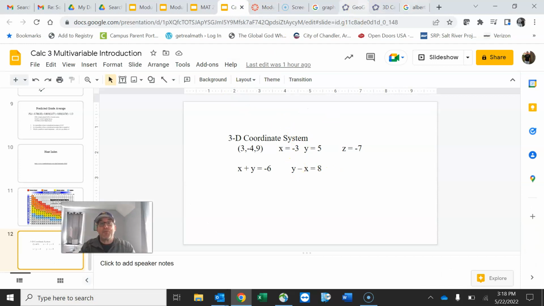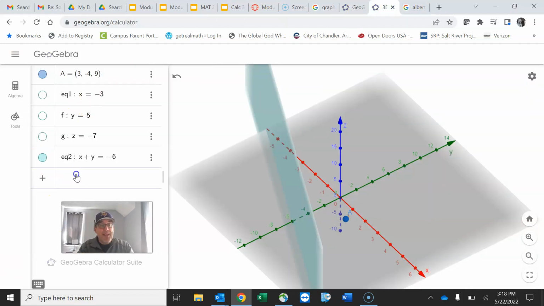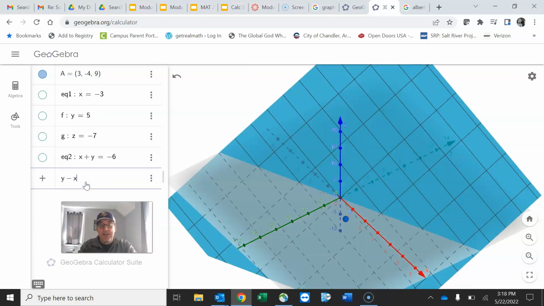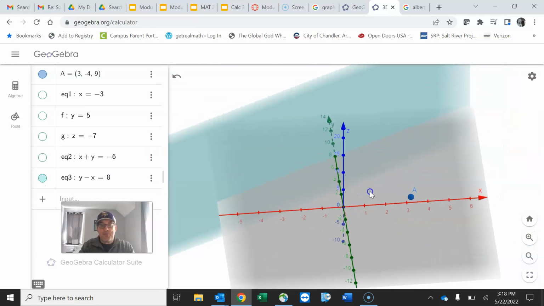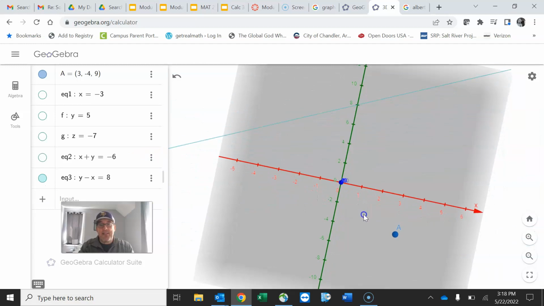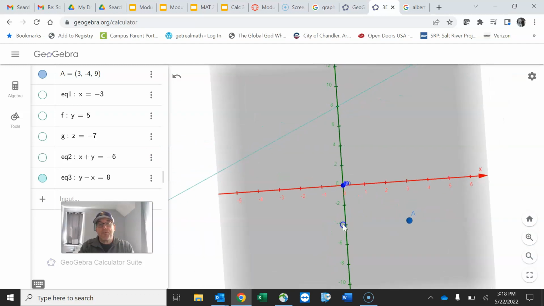y minus x equals 8. Now before you type it in, or before you watch me type it in, will you try to make a guess of what it would look like? y minus x equals 8. See if this one makes some sense. Let's look at it in the more typical xy plane.